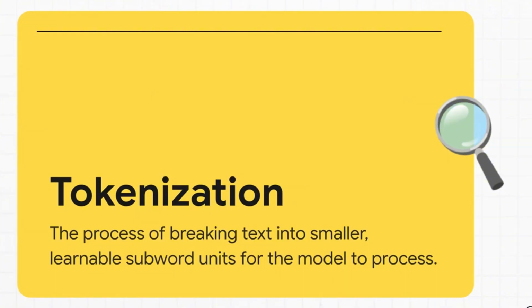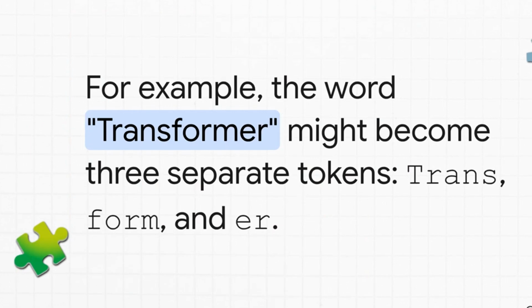So how does an AI even read all this stuff? Well, it doesn't see words the way you and I do. It sees something called tokens. And tokenization is just a fancy word for chopping up text into these smaller, bite-sized pieces that the model can actually work with. So, for instance, a word like transformer isn't seen as one single thing. The model might break it down into three little tokens: trans, form, and er. And this is super efficient, right? Because now it can understand and even build new words from these familiar little building blocks, kind of like how we use prefixes and suffixes.